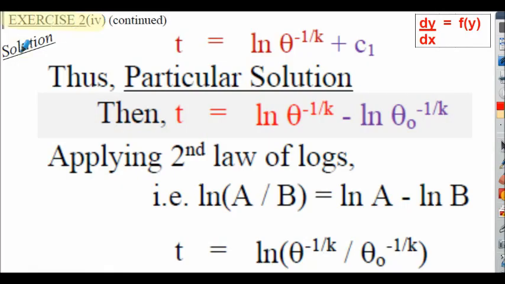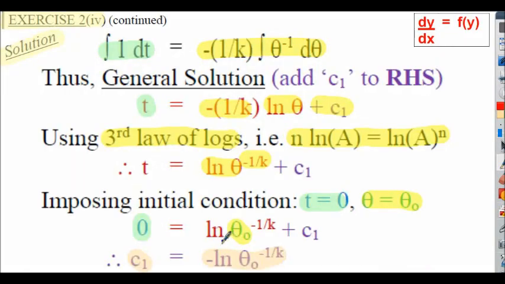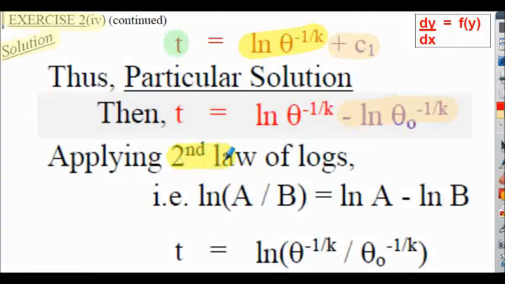Exercise 2, part 4, solution continued. Just repeated this line from the previous slide. We can now state our particular solution by including the constant C1 we evaluated on the previous slide, this term shown here, and applying the second law of logarithms to the right hand side. We can write t is equal to the natural log function ln of theta to the power of negative 1 upon k divided by theta naught to the power of negative 1 upon k.